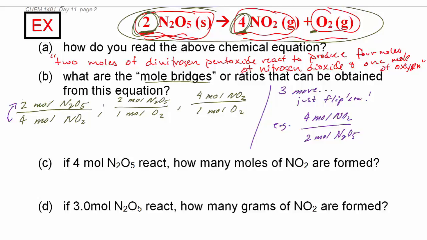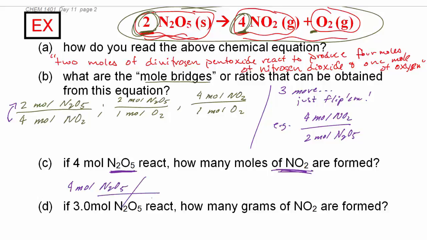So how do you use these mole bridges? If 4 moles of dinitrogen pentoxide react, how many moles of NO2 are formed? See what we mean by mole bridge? We're changing the compound. We're going from one compound to another compound. And how do you do that? Mole bridge. So always start with the measurement. 4 moles of dinitrogen pentoxide.